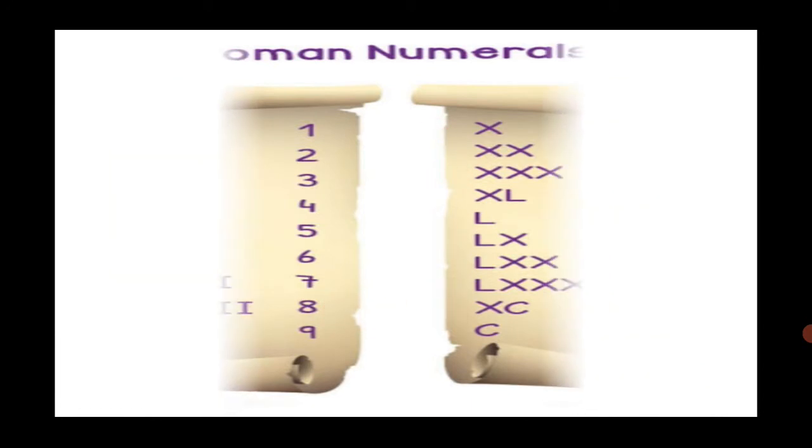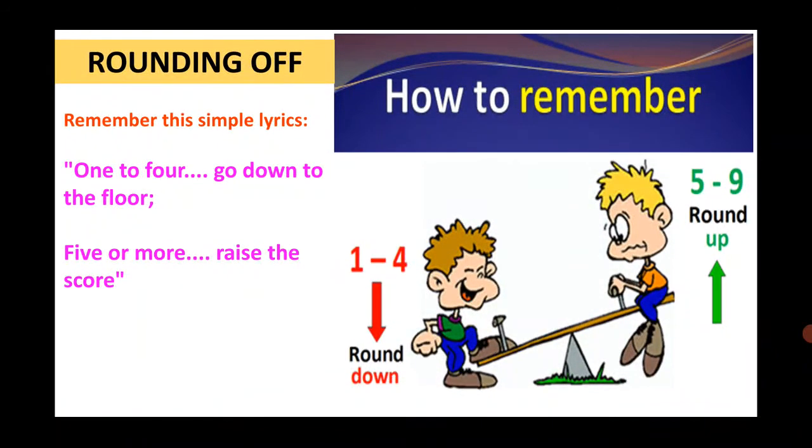Now, dear students, just remember that in the previous video we studied rounding off. Now we are going to start with our exercises, and before that just recall the poem that we learned for rounding off: 1 2 3 4 go down to the floor, 5 or more raise the score. This was the poem that we had done in our previous video. Now let's get started with the exercises.